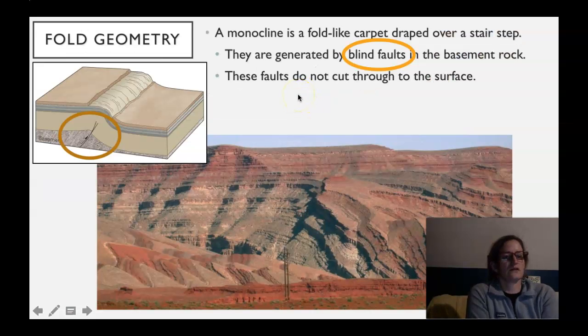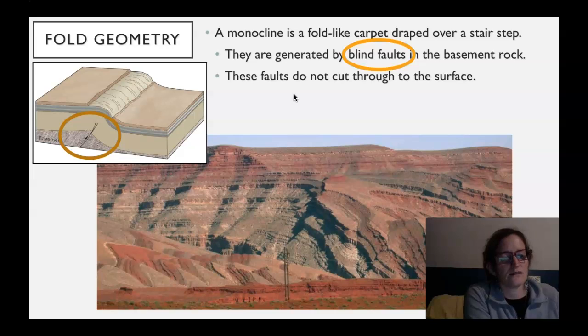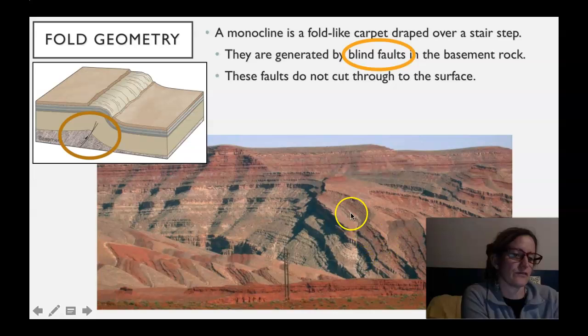There are some folds that are kind of hidden. In this case, I've actually been to this spot several times in southern Utah, right on the banks of the San Juan River. And there's a blind fault underneath these rocks. So they make a kind of half a fold, just one limb of a fold. We call that a monocline.